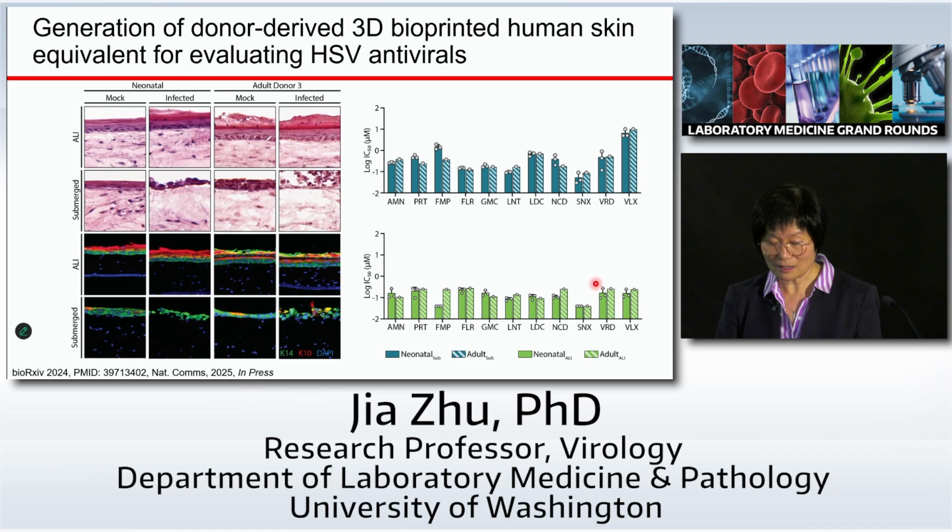So this allows us to establish the strategy that we can use neonatal cells for large screening at the early phase of drug discovery, and later on we can incorporate adult human-derived keratinocytes and fibroblasts for further testing and preclinical evaluation.